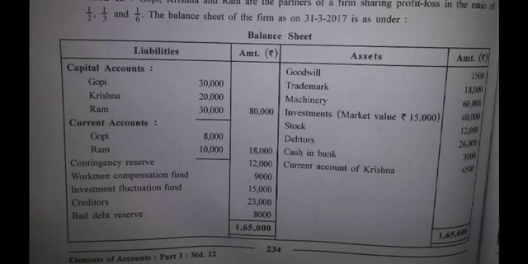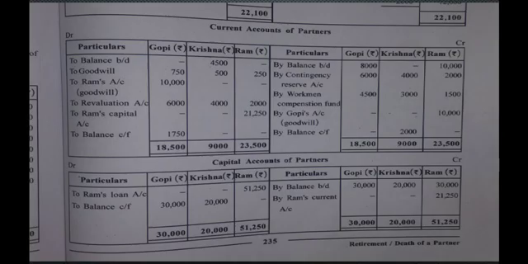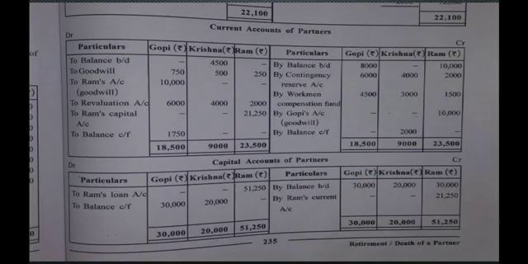Then creditors, we are already done with bad debt reserve. So the only thing left is creditors. For creditors, there is no adjustment. So it is going to be written as it is in the new balance sheet as 23,000. Okay? Yes, 23,000 as it is. Fine then. Let us check it on the asset side.